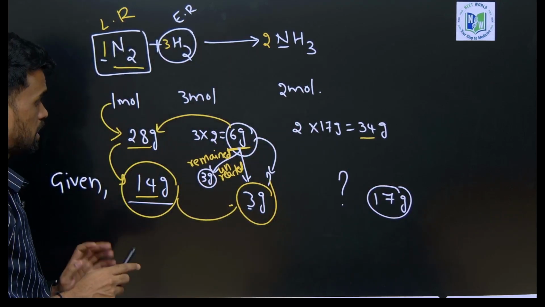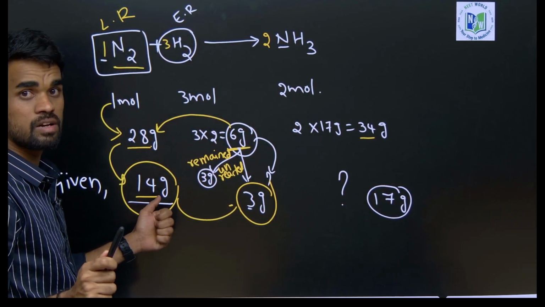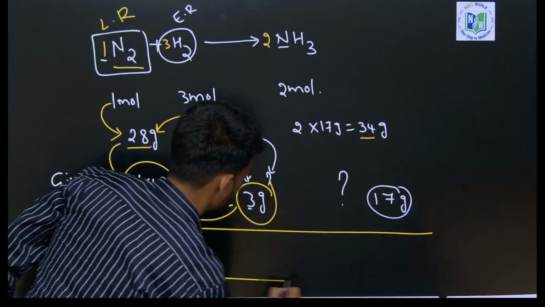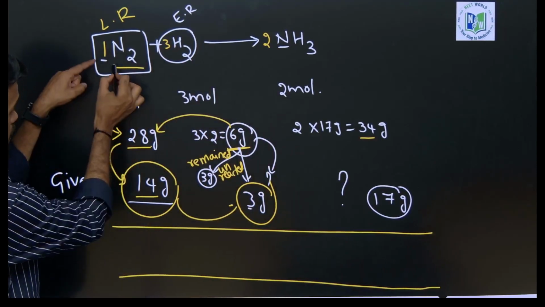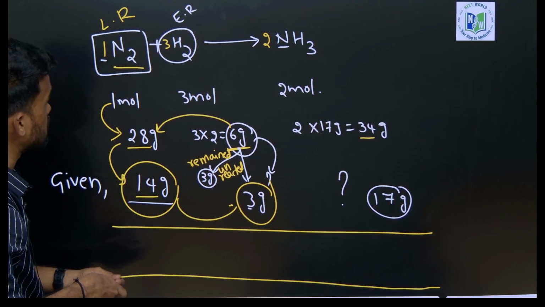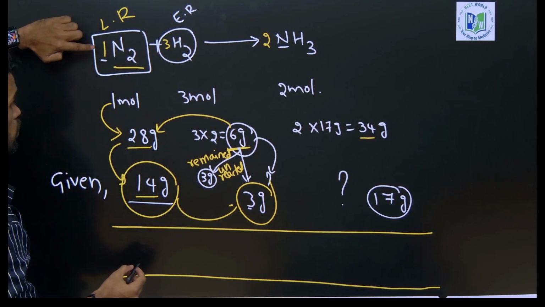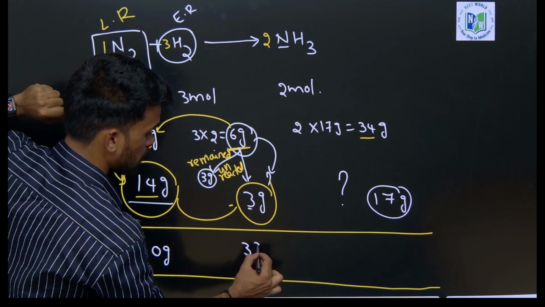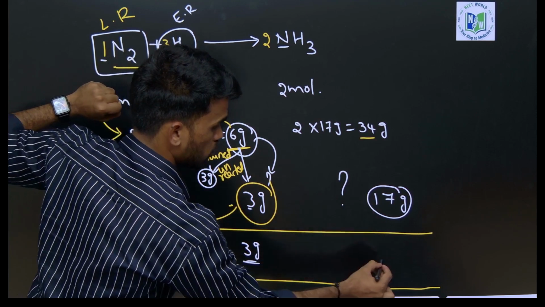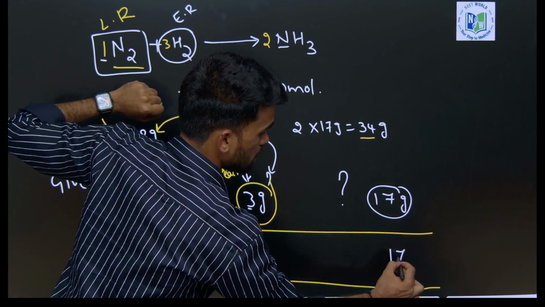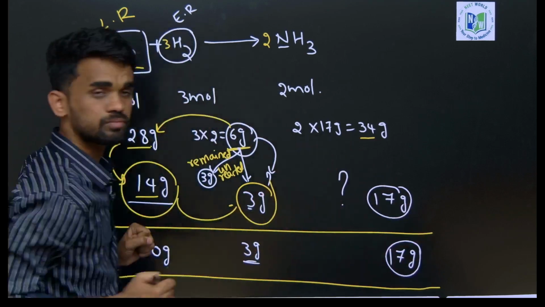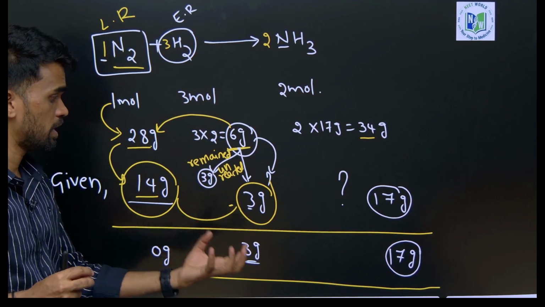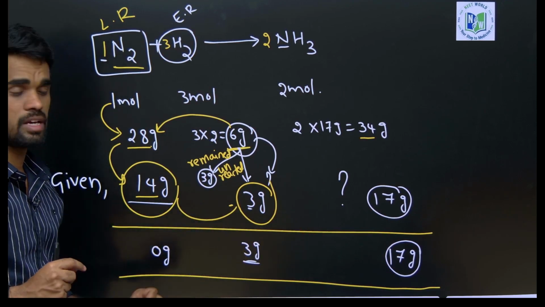Okay, I hope this is clear. Our calculation must be done with respect to the limiting reagent only. So here the overall resultant after completing the reaction: is there anything remaining from N2? No, this is 0 grams remaining. Okay, how much is remaining? 3 grams remaining. Okay, and how much product is formed? 17 grams is formed. This is the remaining amount after the reaction. Okay, in the reaction mixture, this will be the remaining.